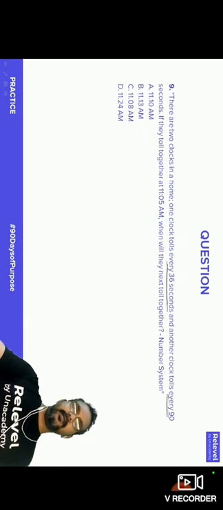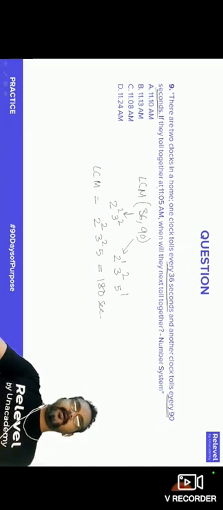Number 9. There are 2 clocks in a home. One clock rings every 36 seconds and the other one tolls every 90 seconds. So they will ring together after the LCM of 36 and 90. So now factorize. 36 is 2 squared, 3 squared, and 90 is 2 ones, 3 squared, 9, so 18, and 5 ones. So the common multiple would be 2 squared, 3 squared, and 5. That is 180 seconds.